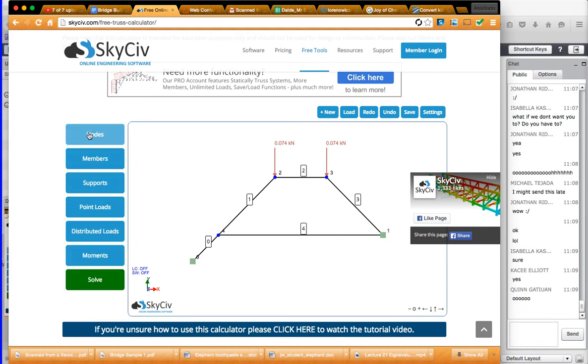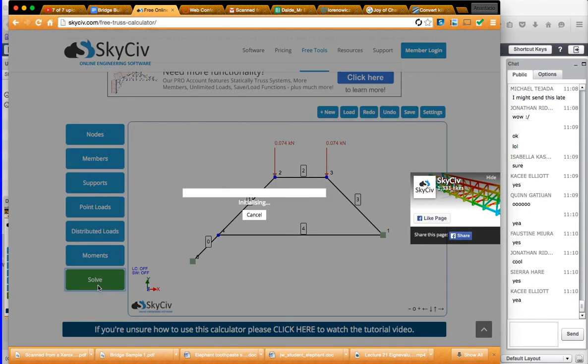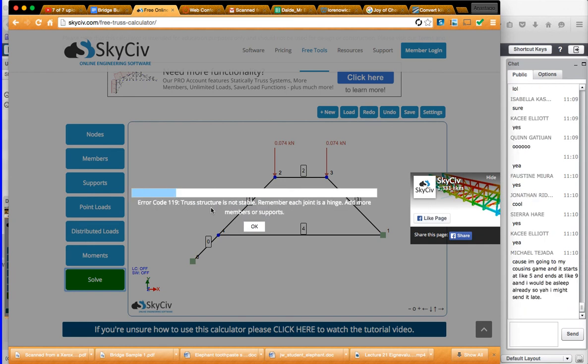All right, we're all done with that. What we need to do now is solve it. So we're going to solve it, and it's going to say initializing. It's going to think about wanting to solve it, and it's going to, what is wrong? Numbers or supports?